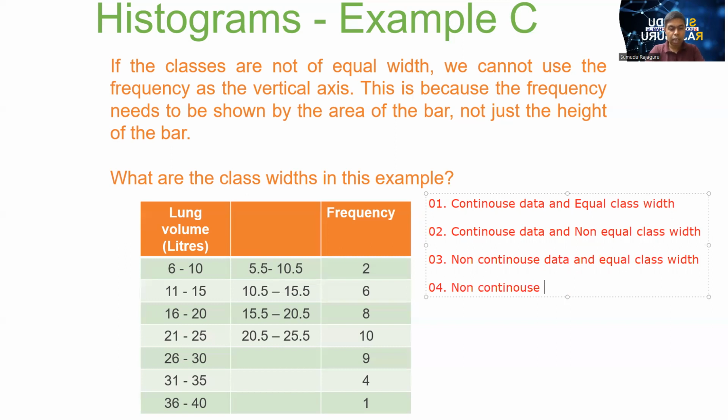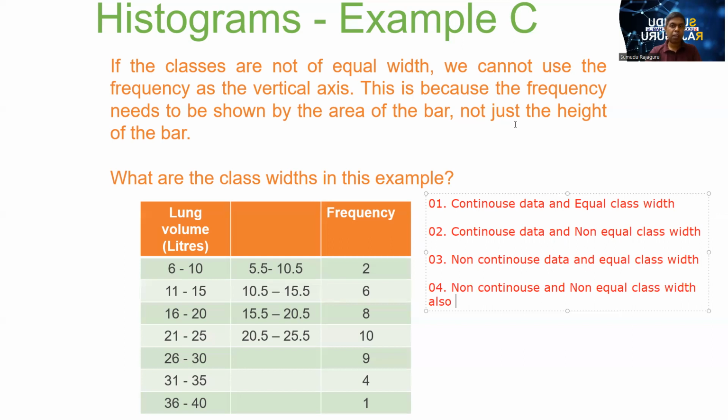The fourth type also can be some histograms, non-continuous and non-equal class width. So we have to take a combination of type 2 and type 3. Non-continuous data, by doing this activity, we can convert into continuous data. Because the class widths are unequal, we have to take the frequency density also. Then we can draw the histogram. So I think you now have a clear idea regarding histograms.